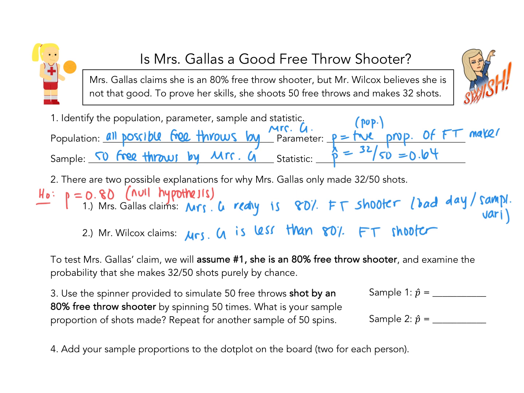So then what we're going to look for evidence for, HA, our alternative hypothesis, is we are going to look for evidence that she is less than an 80% free throw shooter. This is called the alternative hypothesis.